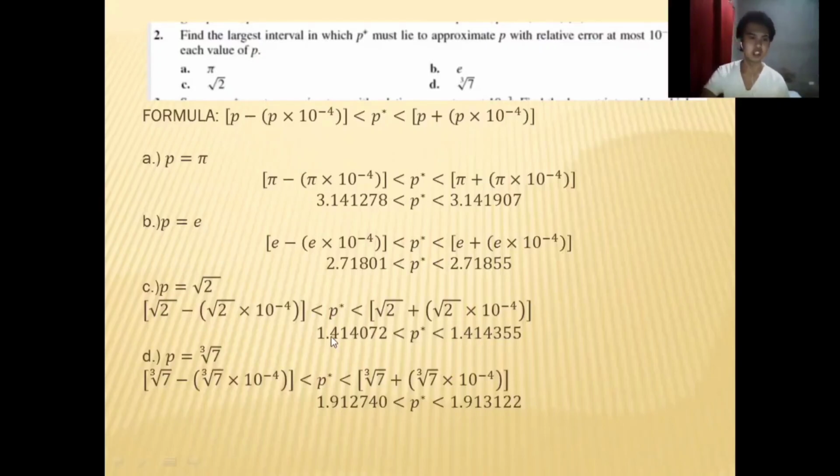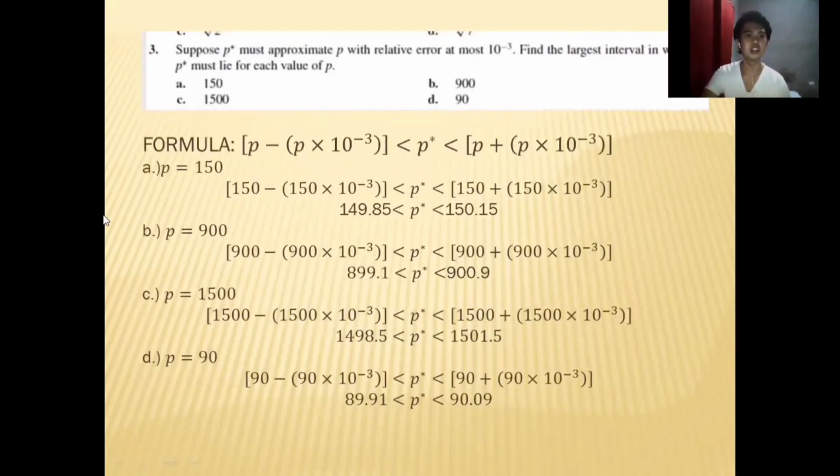1.414355. And in letter D, p equals cube root of 7. So for cube root of 7 minus cube root of 7 times 10 raised to negative 4, using a calculator, we get 1.1012740. And for cube root of 7 plus cube root of 7 times 10 raised to negative 4, using a calculator, we get 1.913122.